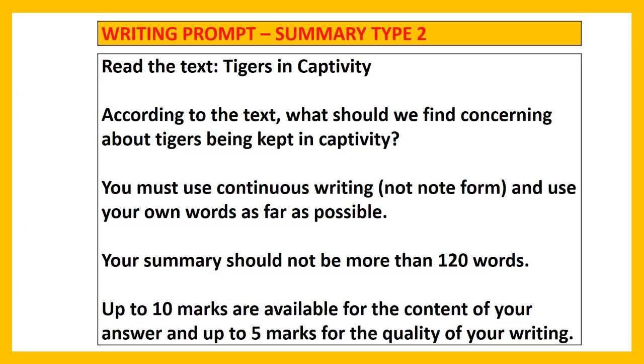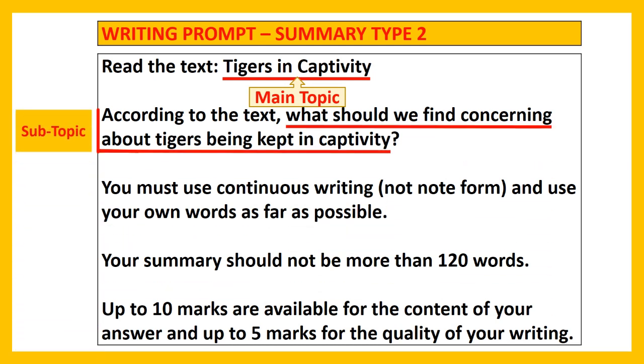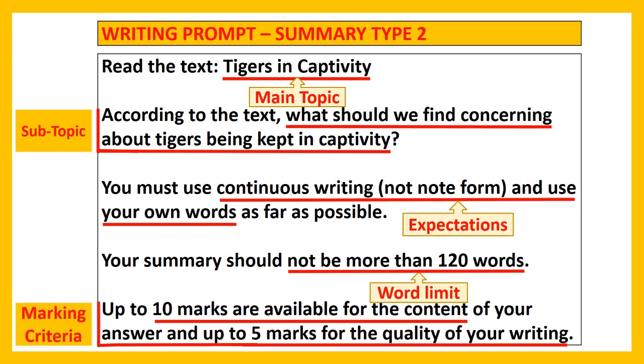Let's now turn our attention to the second type of writing prompt for summaries, which involves one main topic and one subtopic. Start by carefully reading the prompt. Clearly identify the main topic of the summary. Ensure a thorough understanding of the expectations outlined for you. It is crucial to strictly adhere to the specified word limit. Take careful note of the marking criteria provided.